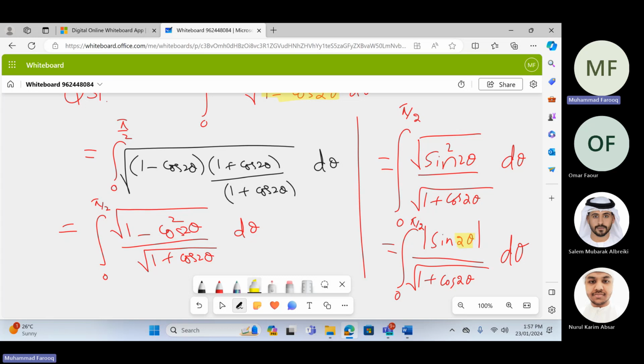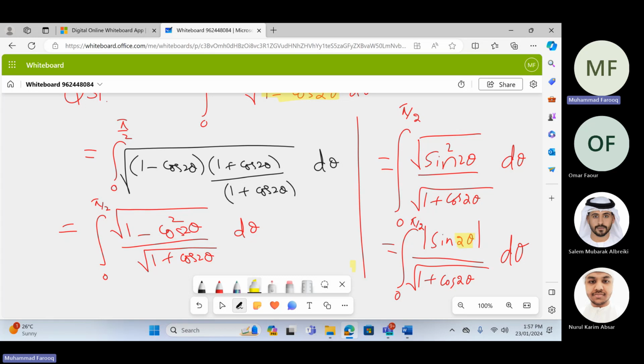It's not a single angle, it's a double angle. So we need to split it, because with the theta I have 2. Yes, please, we need to split. Check that behavior: from 0 to pi by 2, please check the sine 2 theta behavior.